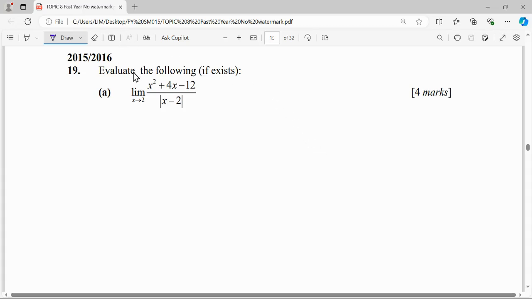For this question, evaluate the following limit, if the limit exists. First of all, we can see the limit as x approaches 2. For this function, we have a modulus. So for the modulus, we need to express it in piecewise form. The piecewise will be positive when x minus 2 is more than or equal to 0, and negative when it is less than 0.